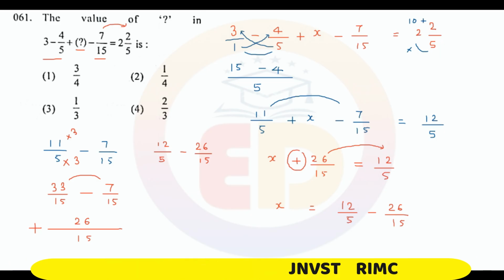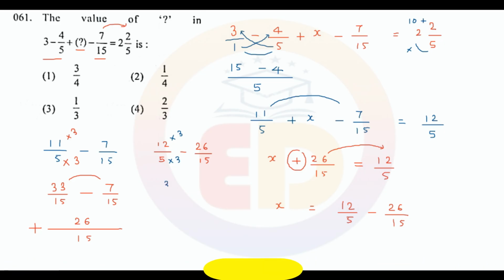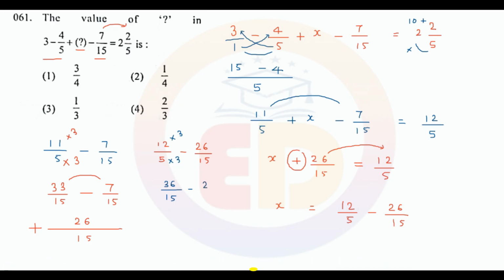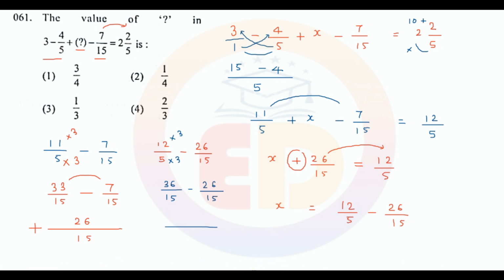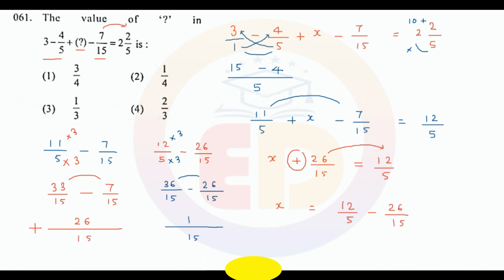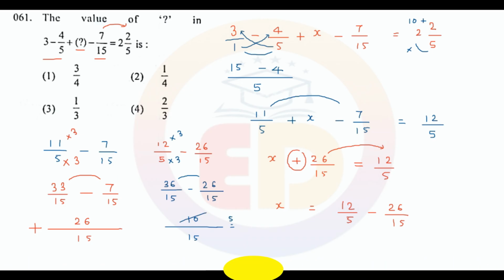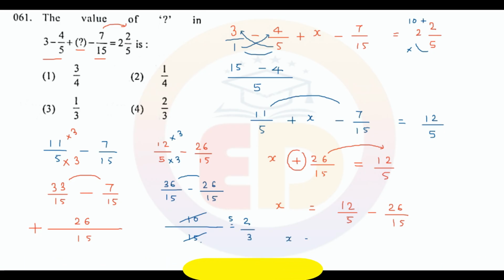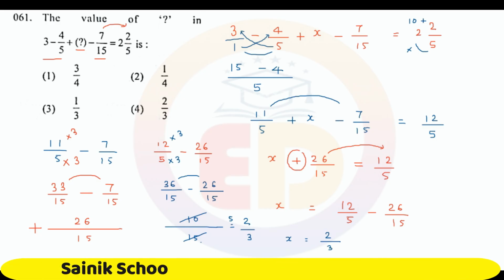Convert 5 to 15, into 3. This is 12 into 3, 36 upon 15 minus 26 upon 15. It's a like fraction. Make the common denominator 15. Subtract the numerator. 36 minus 26 is 10. 10 upon 15. Cancel by 5. 5 2s are 10, 5 3s are 15. x equals 2 upon 3. Answer is 2 upon 3.